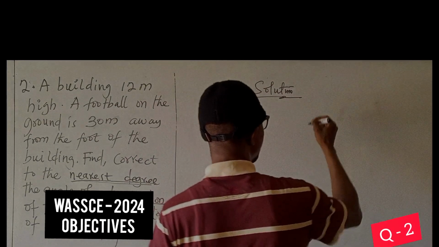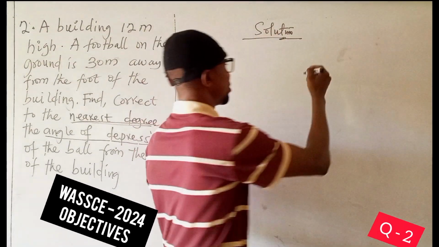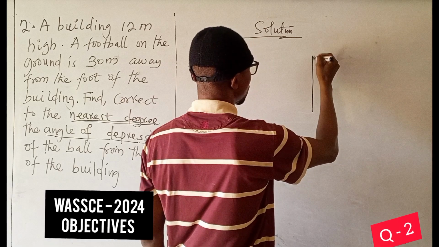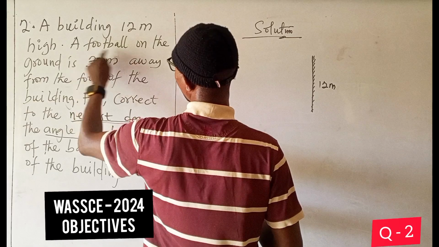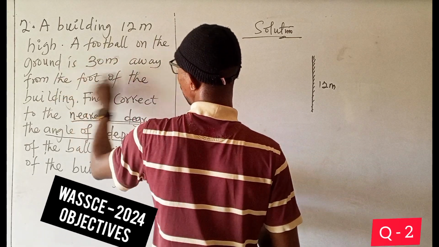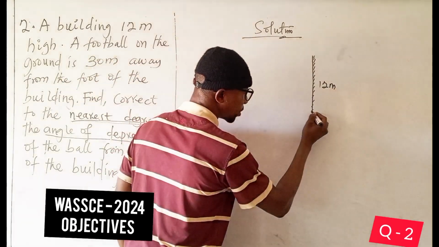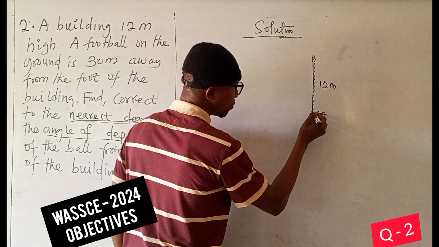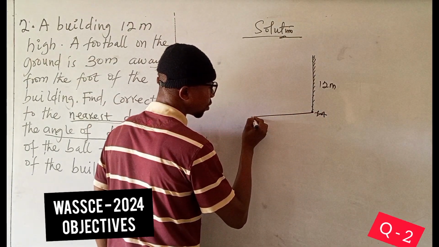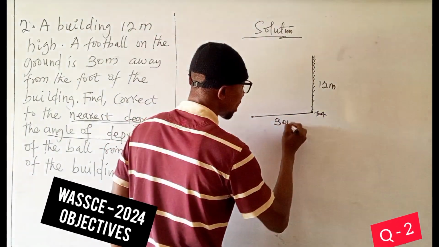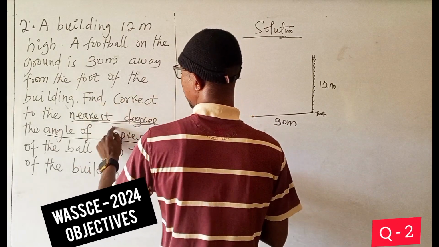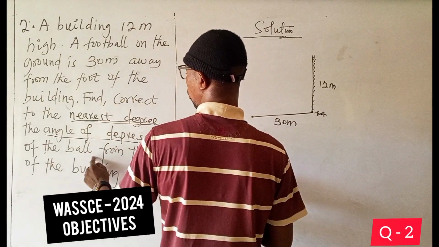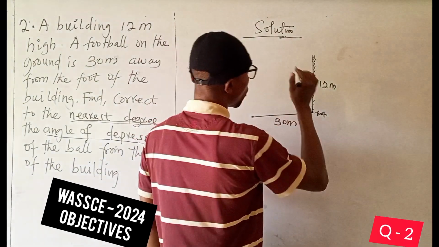From the question, a building 12 meters high. So we consider this as a building. You know, buildings are built this way. So this is a building 12 meters high. A football on the ground is 30 meters away from the foot of the building. So this is the foot of the building. The football is placed 30 meters away from the foot of the building. Find, correct to the nearest degree, the angle of depression of the ball from the top of the building.